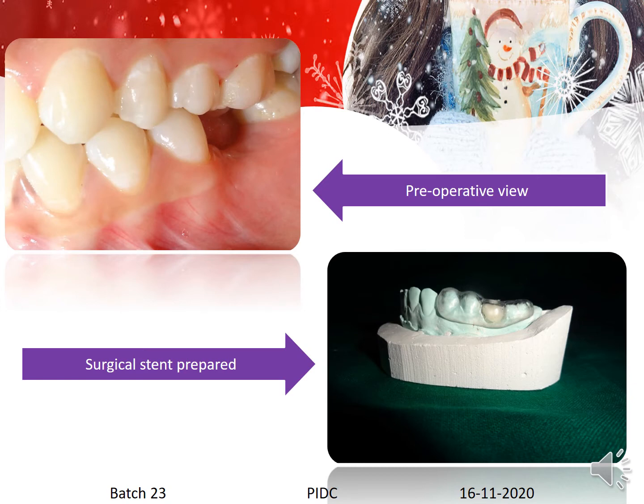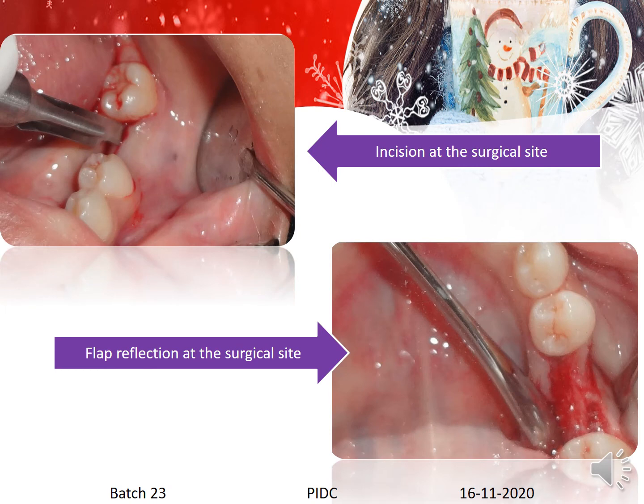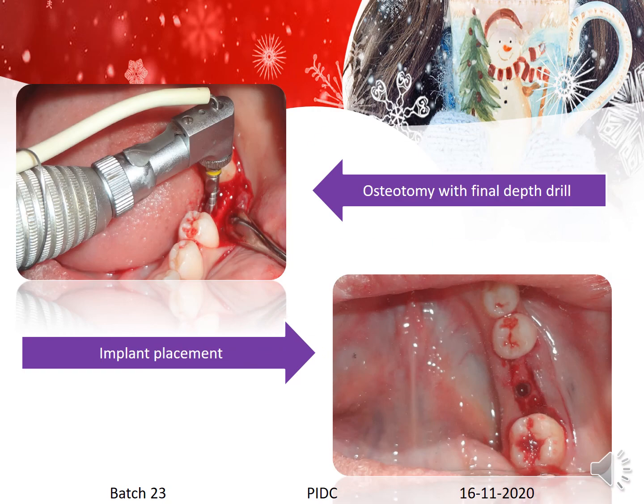So you can see the preoperative view where tooth 36 is missing, a surgical stent is in place, and the incision is placed at the surgical site, and the flap is reflected to see the surgical site. So osteotomy is done with a series of drills. This is the final osteotomy with the final depth drill, and the implant is being placed.